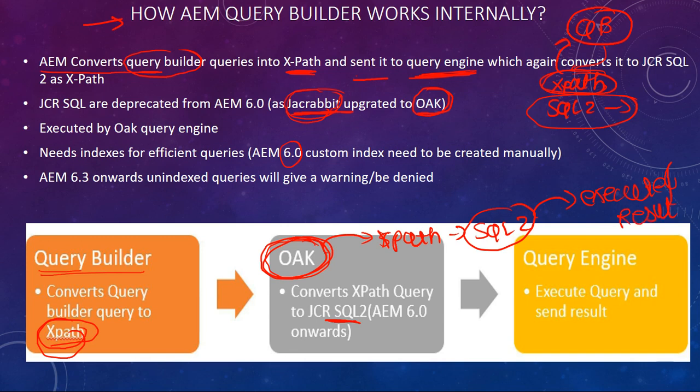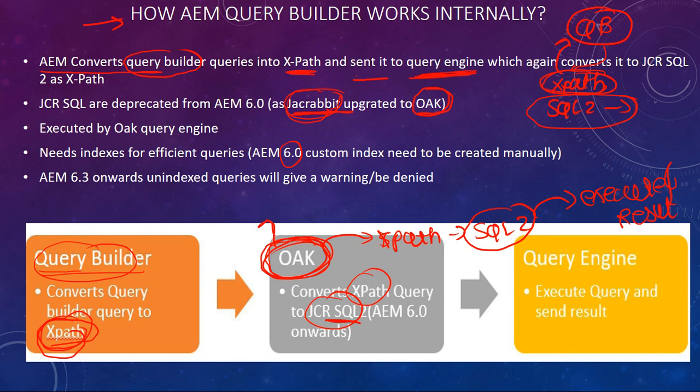So this is the thing that we have written. Whenever we write the query builder, it converts into an XPath, and this XPath converts into an SQL2, and after that it executes. But who is responsible to convert from XPath to SQL2? Here we have the Oak engine. Before that we had Jackrabbit, but it was deprecated in 6.0, so we are not using Jackrabbit. Our query moved from Jackrabbit to the Oak engine.